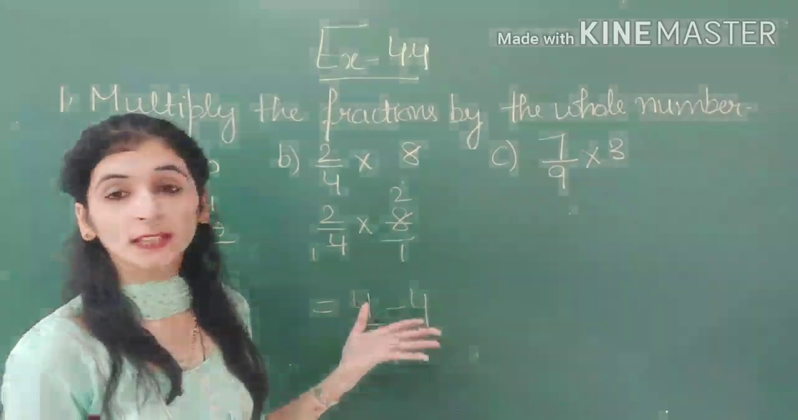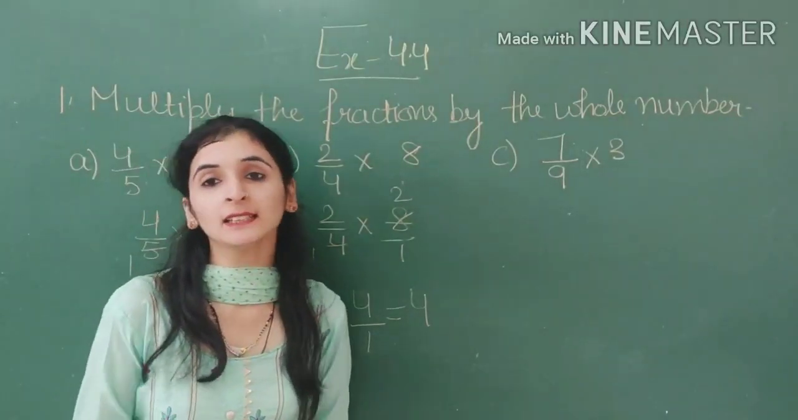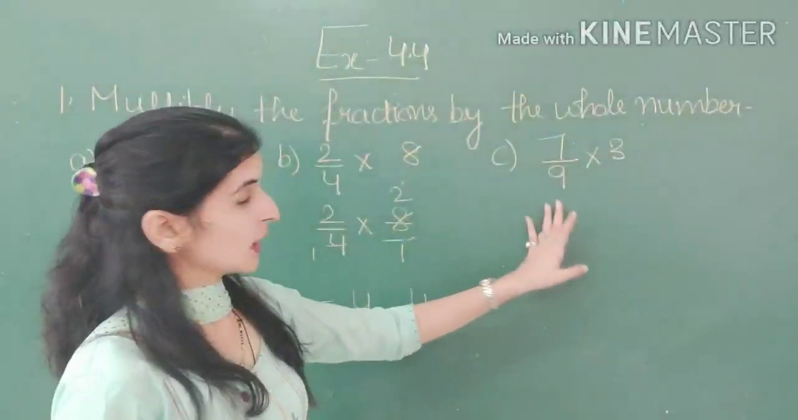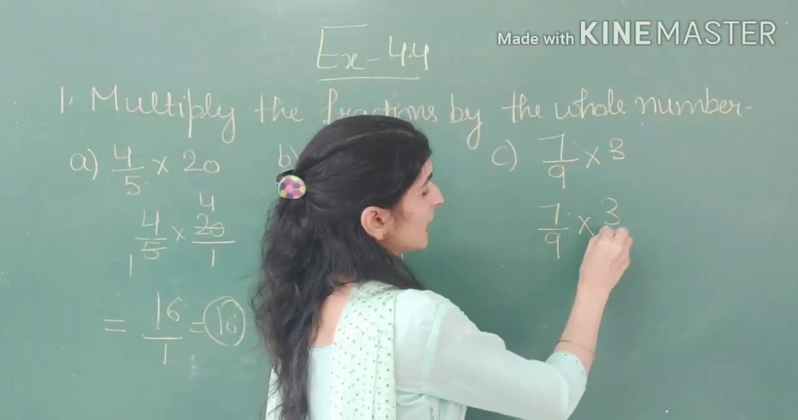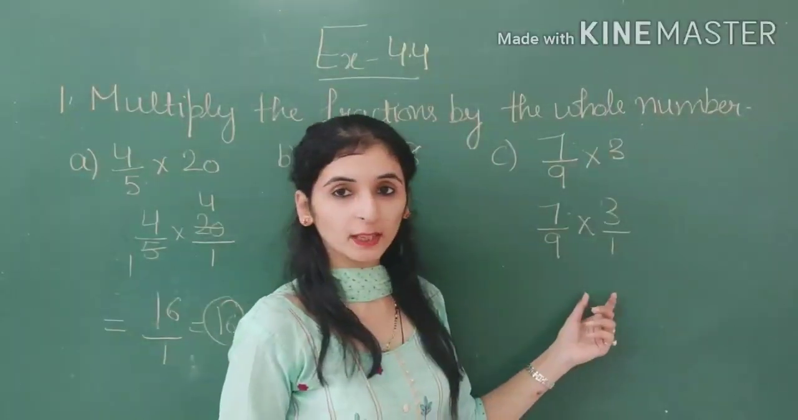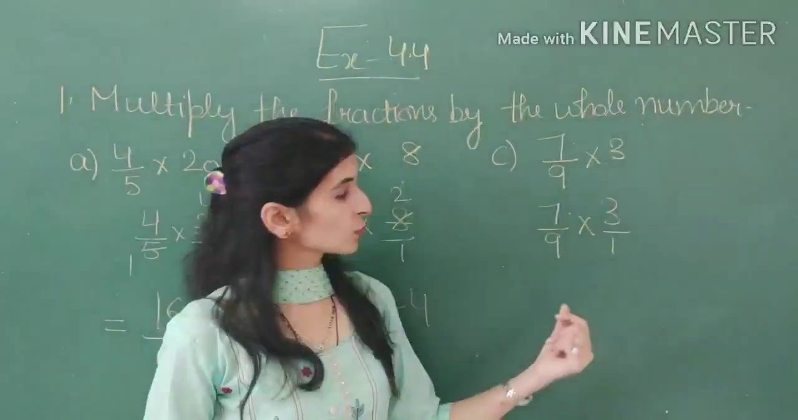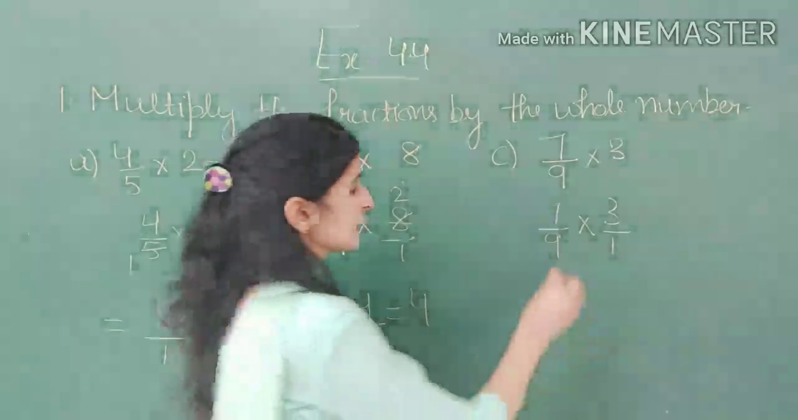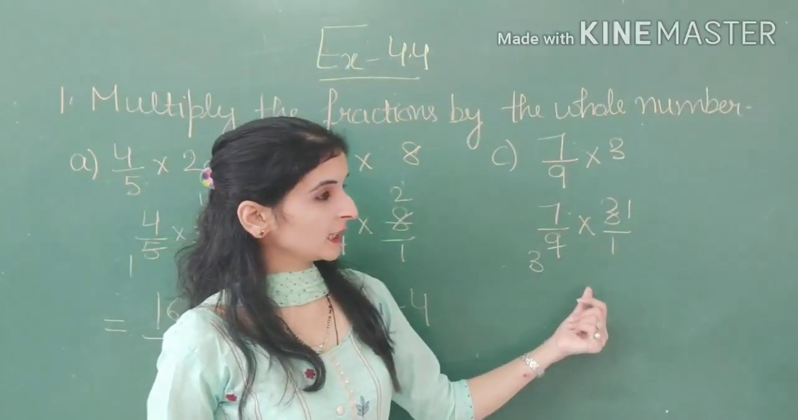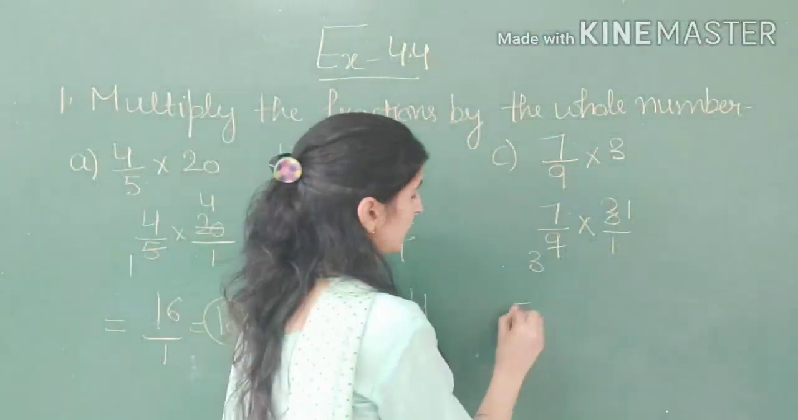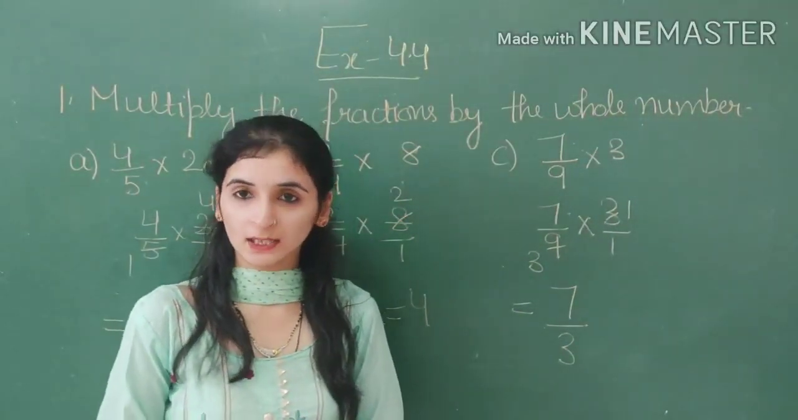Okay. And children, if there is not any common factor of this denominator and numerator, then you will directly multiply it. Okay. Now let's come to C part. 7 by 9 multiplied by 3 and we can write it as 3 by 1. Okay. Now again this 9 and 3 both are divisible by 3. So we can divide it by 3. So 3 threes are 9 and 3 ones are 3. So after that we can multiply it. 7 ones are 7 and 3 ones are 3. So 7 by 3 is our answer.